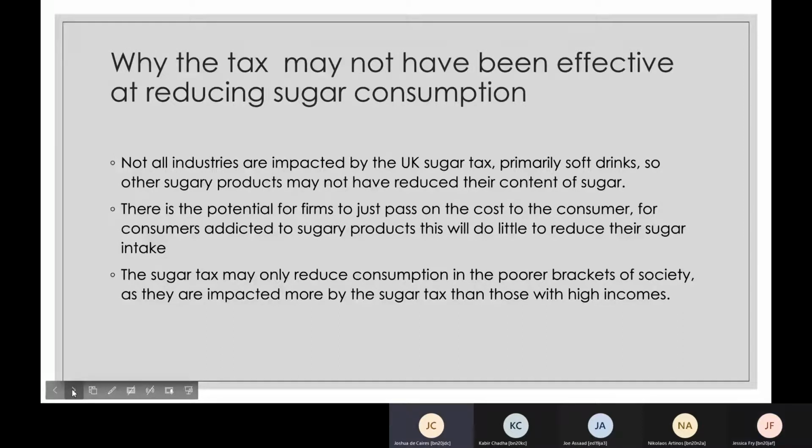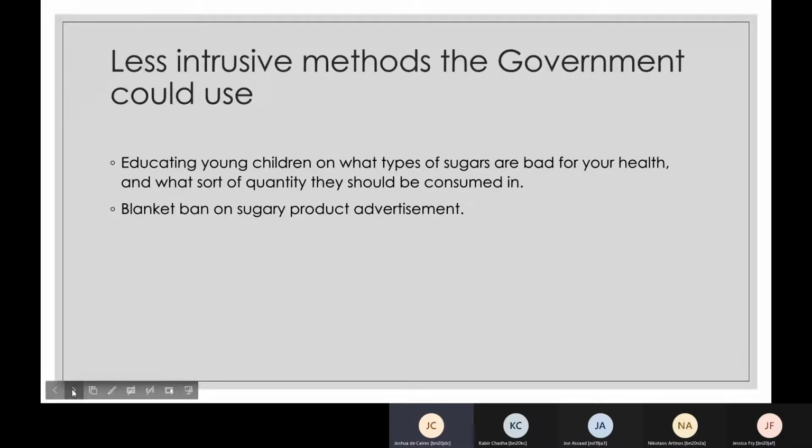Less intrusive methods that the UK government could use to tackle the sugar consumption levels are schemes such as educating young children on sugary products, educating them on the harms of these products and what quantities they should be consumed in. The government could also place a blanket ban on advertisement for sugary products that would inevitably reduce consumption.